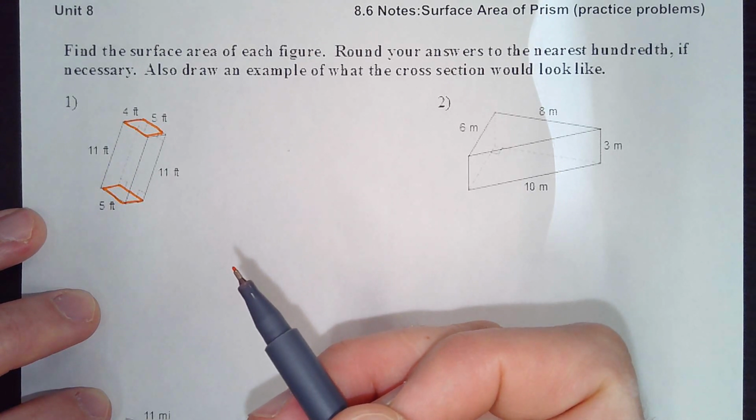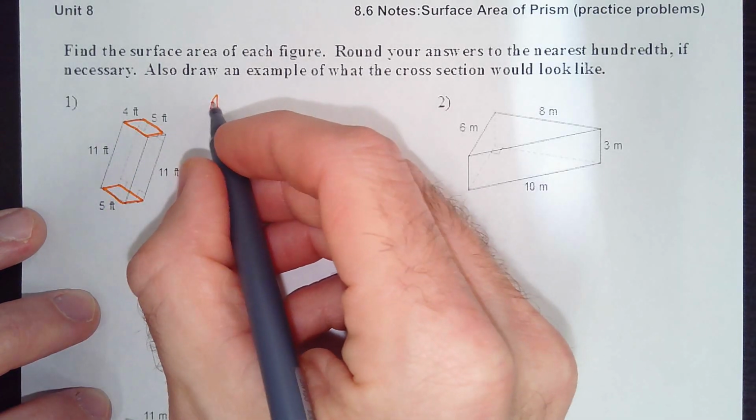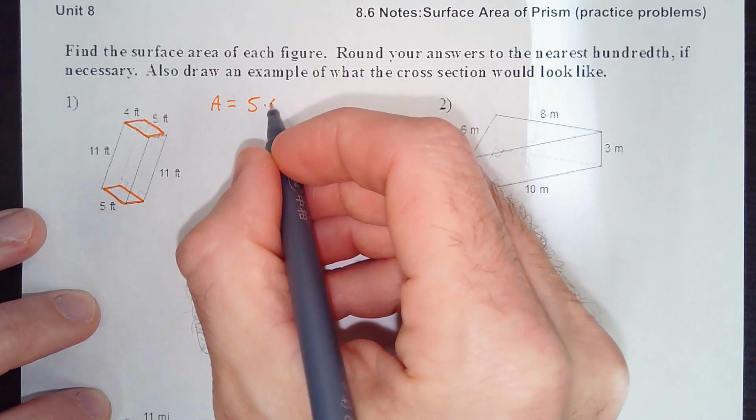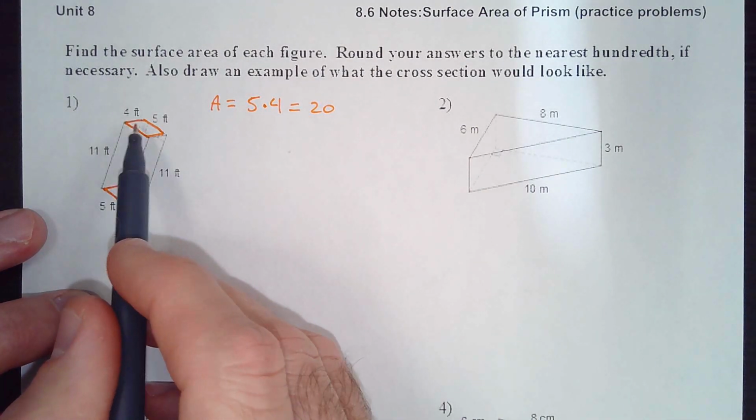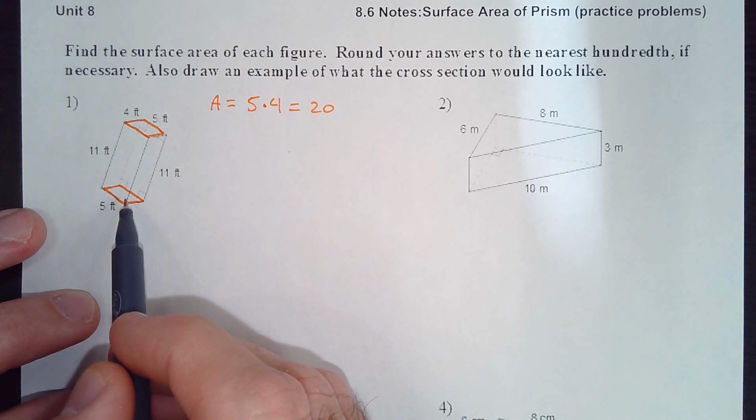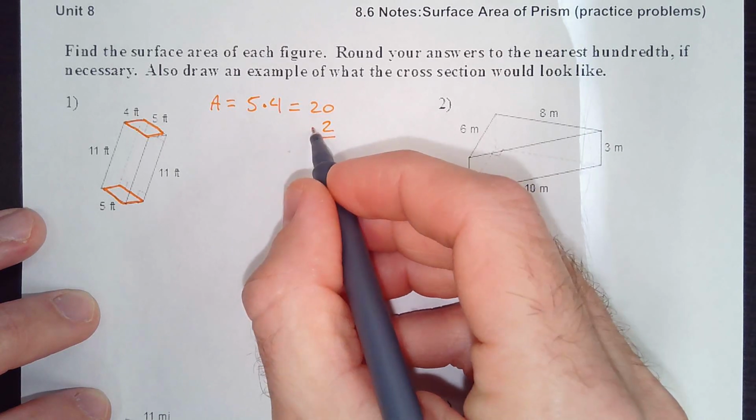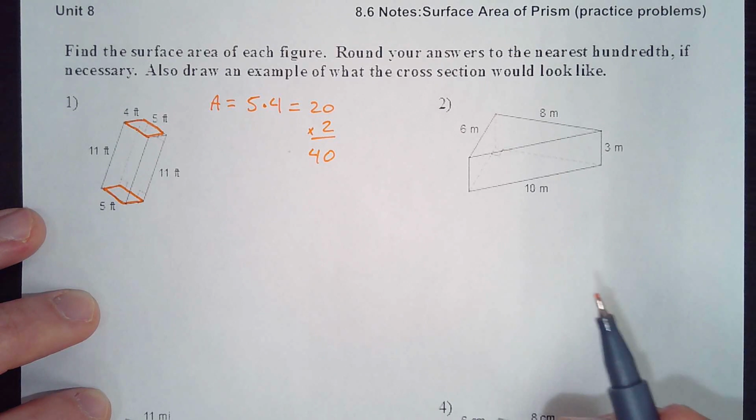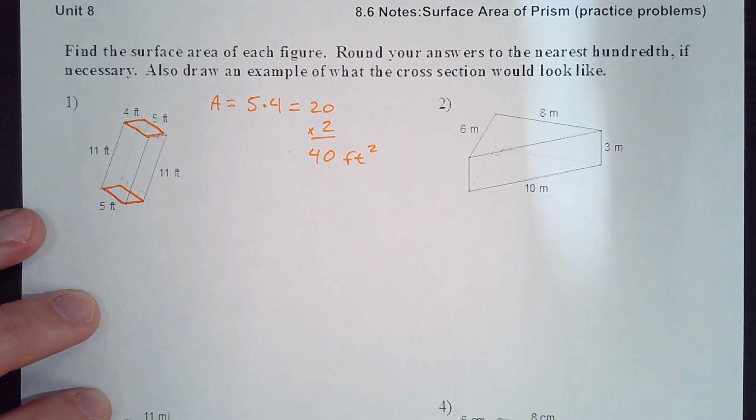So the area of this base piece, well, how do we find the area of a rectangle? Base times height, so 5 times 4. 5 times 4 equals 20. So that's the area of this little piece here. Well, we have two of these, right? So if we have two of them, what's the area of that and that? Well, that would be 20 times 2. So the surface area of those two pieces is 40 feet squared. So that's our first part.